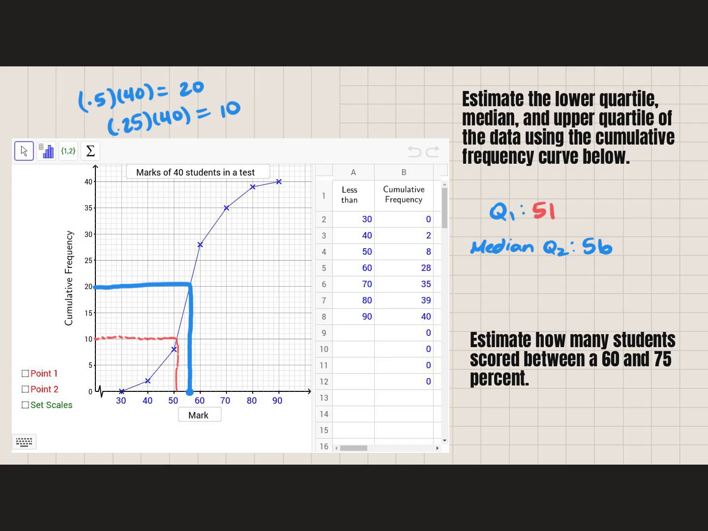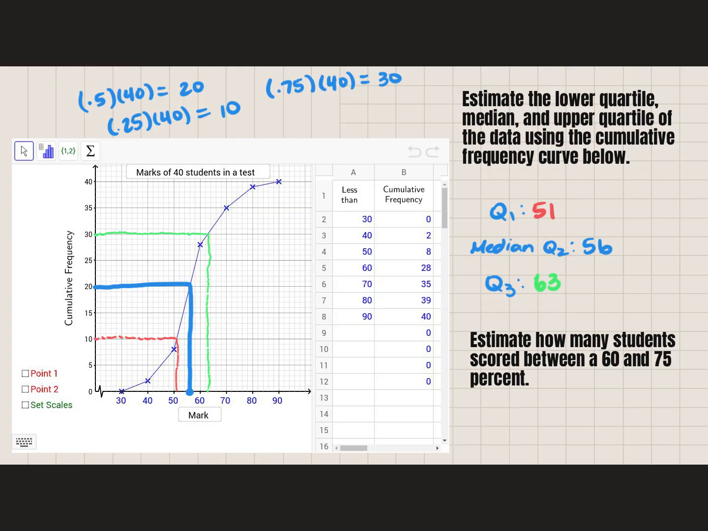And then for my upper quartile, well, that's where 75% of the data falls. So 0.75 times 40 gives me 30. So I'm going to go over to 30, arrow over, drop straight down. Looks like the upper quartile there is hitting right around 63.